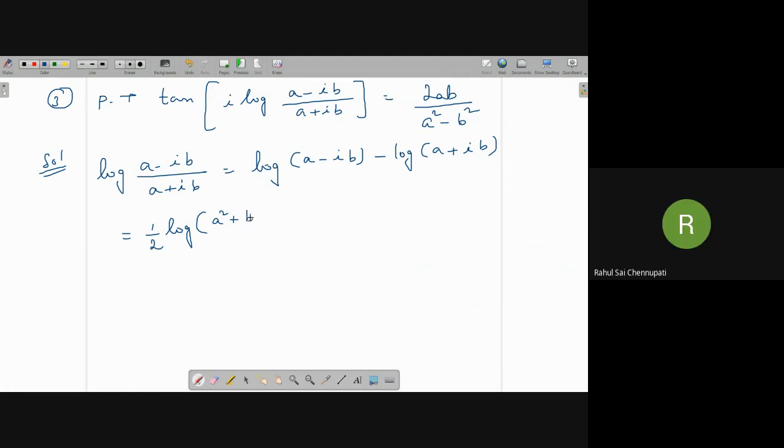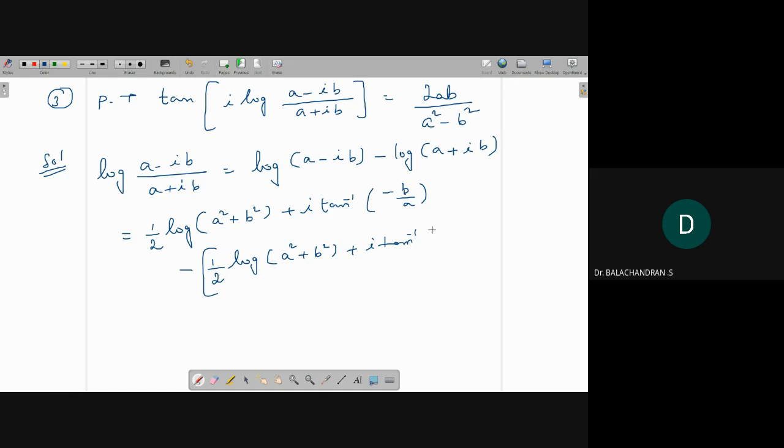Plus i tan inverse of minus b by a. Correct, Rahul. And then minus half log a square plus b square. I think I'll put a bracket. Half log a square plus b square, plus i tan inverse of b by a.